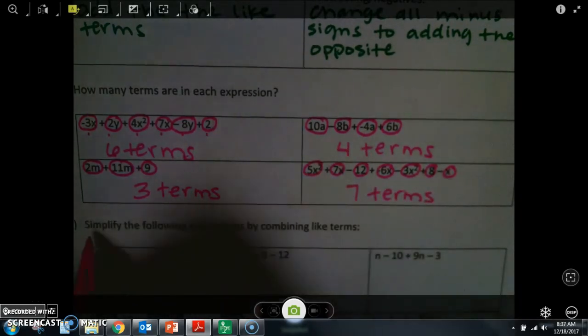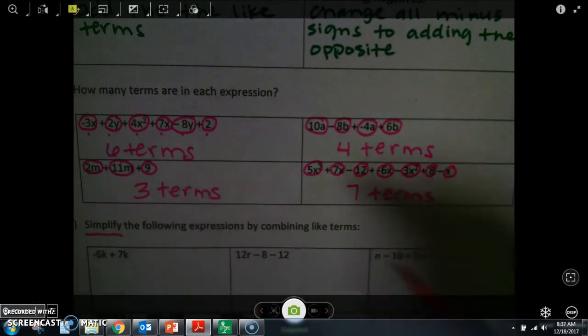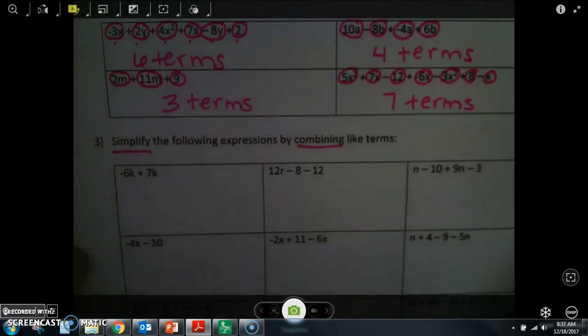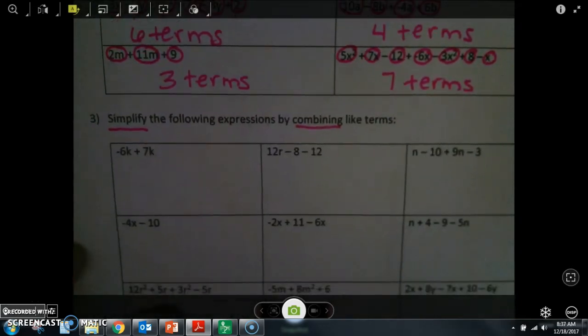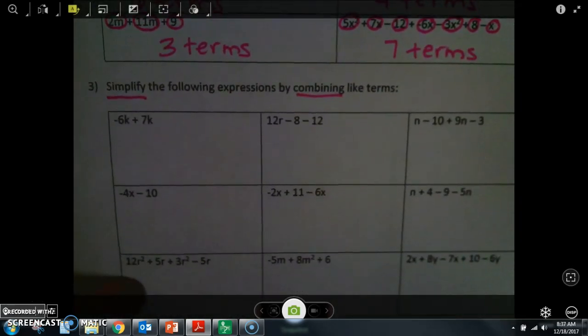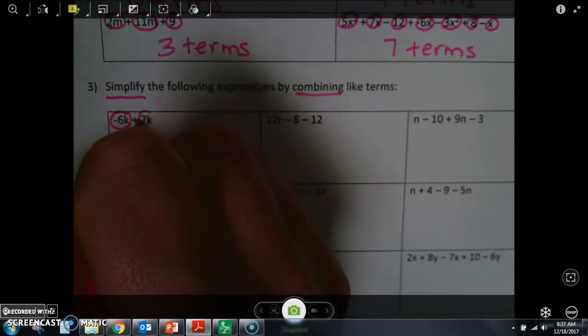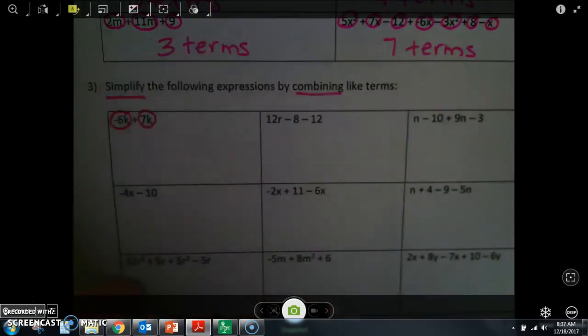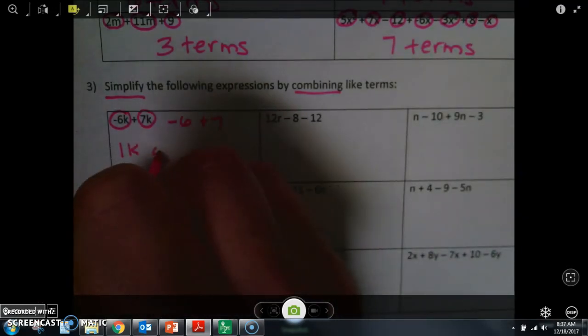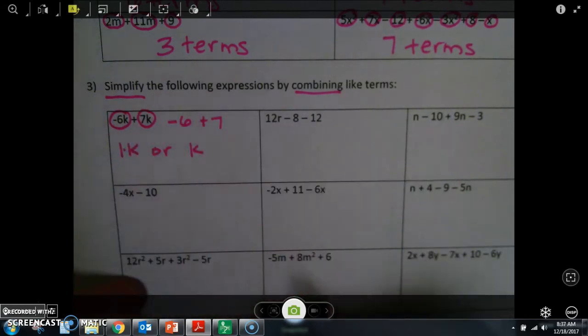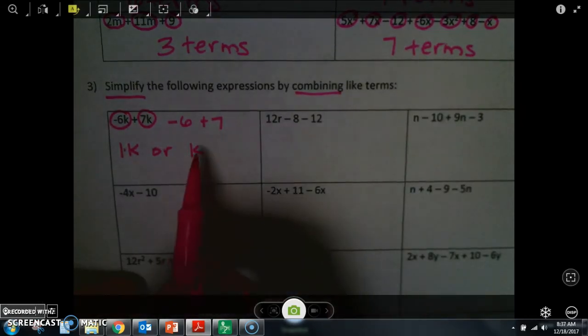All right, number 3, this is where we are going to simplify by combining like terms. So that means we're just going to add together the things that have the same terms. So again, I'm going to circle the like terms, and then we can combine them. So negative 6k and 7k are like terms. So we're basically going to add together negative 6 plus 7, which is 1, and then you put the k after it. So 1k or just k. This really means multiplication, so 1 times k is another way to say just k.